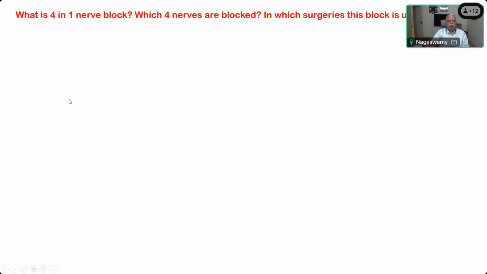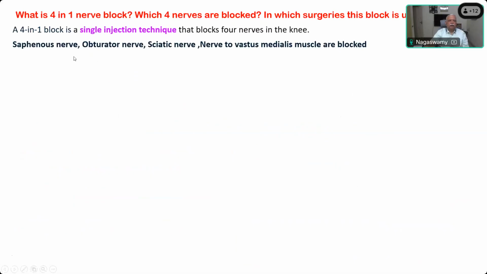What is 4-in-1 block? Which 4 nerves are blocked and for which surgeries is this block used? Earlier we saw the 3-in-1 block. Now they are using this 4-in-1 block for some orthopedic procedures. It is a single injection technique that blocks 4 nerves in the knee. Saphenous nerve, obturator nerve, sciatic nerve, and nerve to vastus medialis muscle are blocked. The 4-in-1 block can be used for knee and below-knee surgeries.